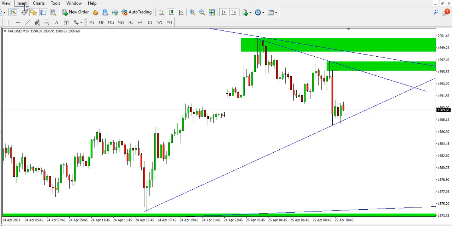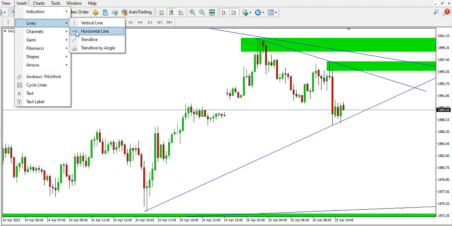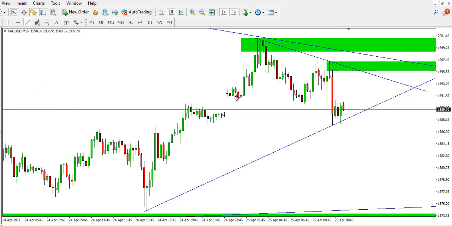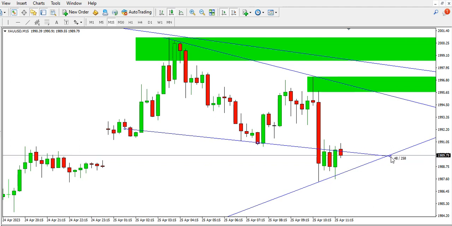But we have a break of the neckline. We have the break of the neckline, and this is the neckline. Okay, and it was broken. And as we are looking at the chart, price is trying to test the neckline, and then we expect price to continue its way downward.